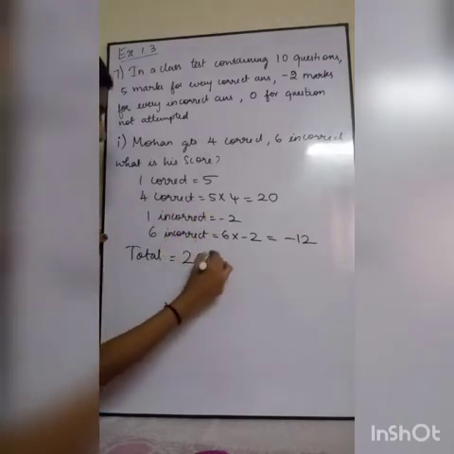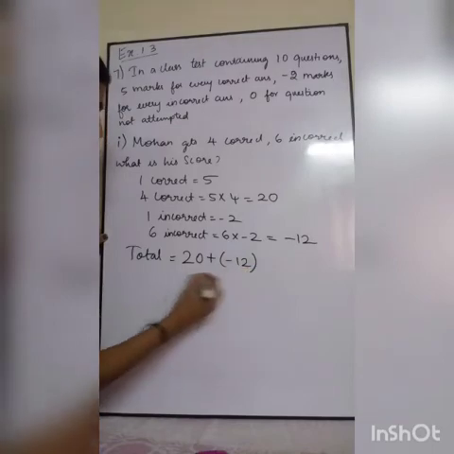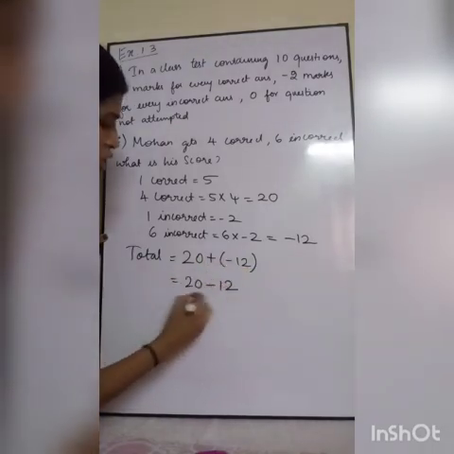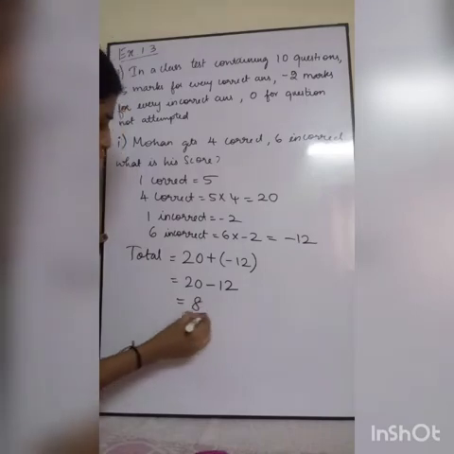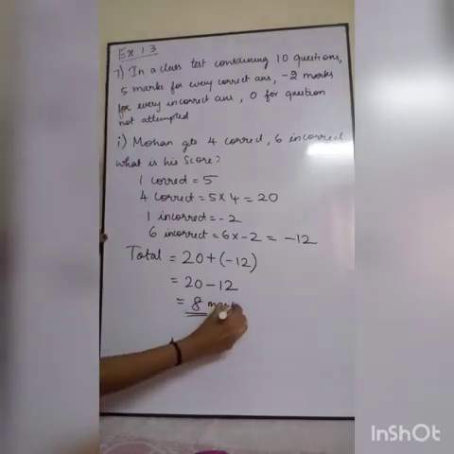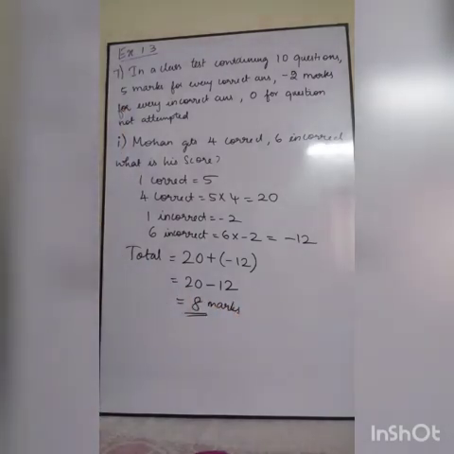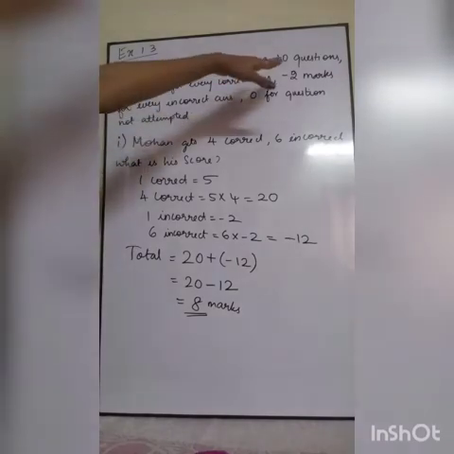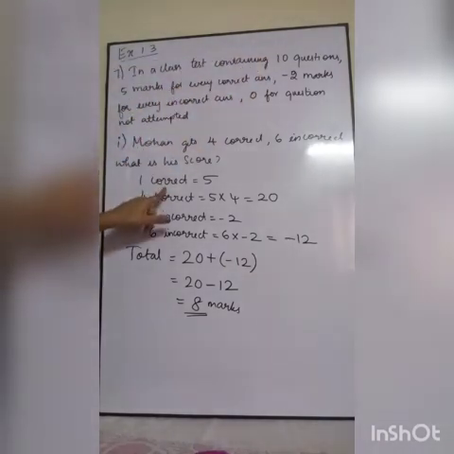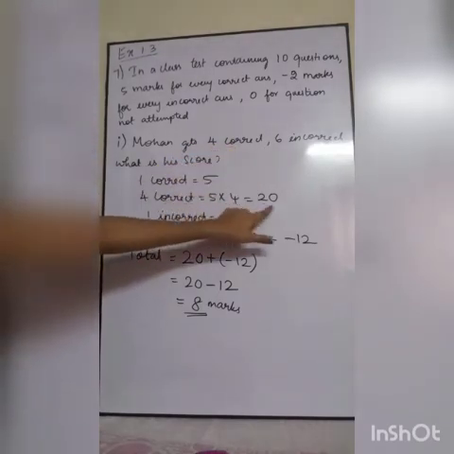So 20 plus minus 12. So 20 plus into minus, minus 12. 20 minus 12, 8 marks. So he has scored totally 8 marks in his class test. Listen, totally 10 questions are there. For every correct answer, 5 marks. So he got 4 correct answers. So 4 into 5, 20.